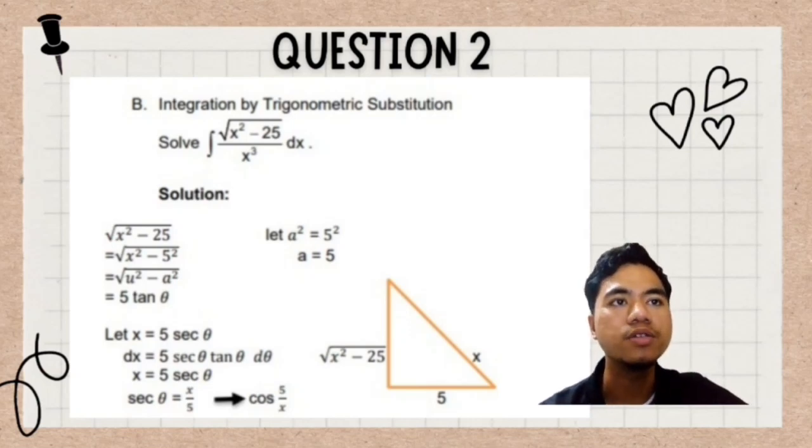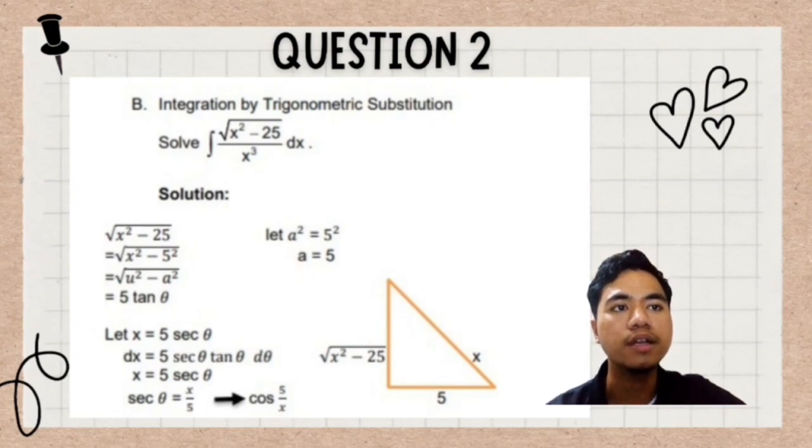Okay, first we start the solution with the substitution, which is let x equal to 5 sec theta. Next, we differentiate the equation, and it becomes dx equal to 5 sec theta tan theta d theta. After that, I would like to complete the triangle using this equation so that it will be easier for me to complete the calculation. So, from x equal to 5 sec theta, we get sec theta equal to x over 5, and we know the identity of sec theta is 1 over cos theta.